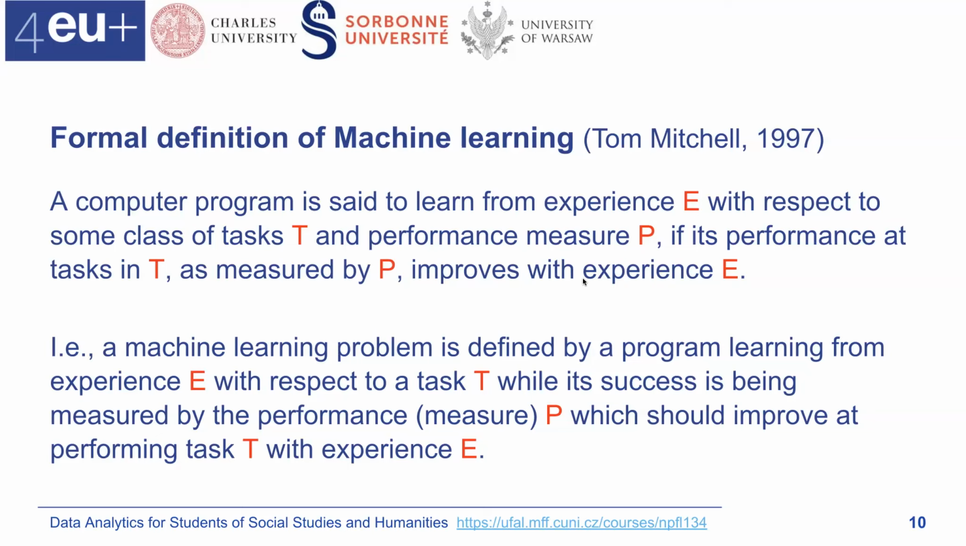And it is statistical learning, so we don't work with all the examples that could be available. We have just some sample. So in other words, a machine learning problem is defined by a computer program learning from experience, examples E, with respect to task T, while its success is being measured by the performance P, which would be improved at performing task T with experience. So which could be improved with the more examples we have at our disposal.